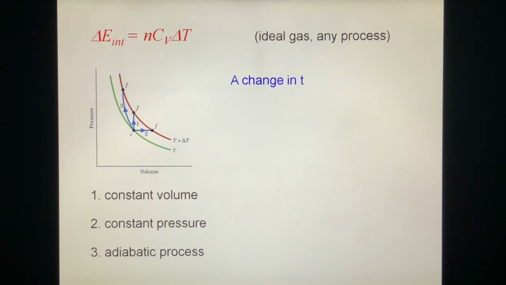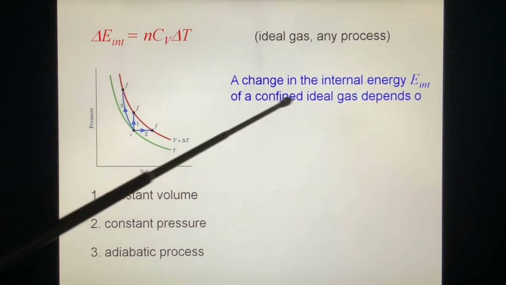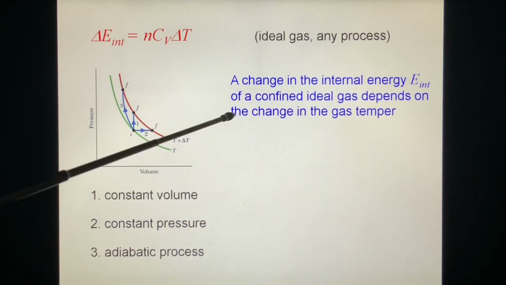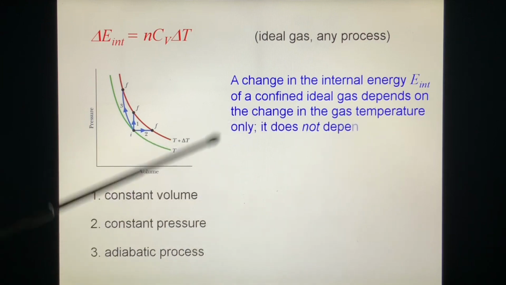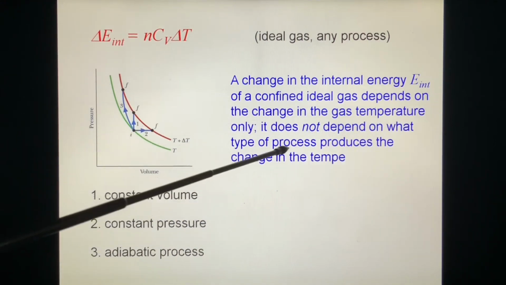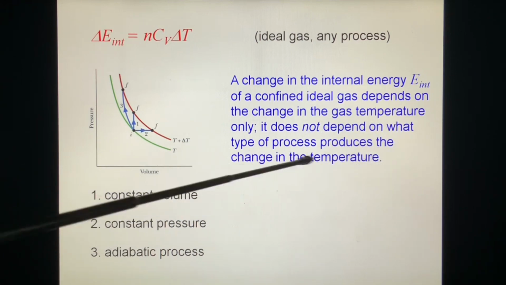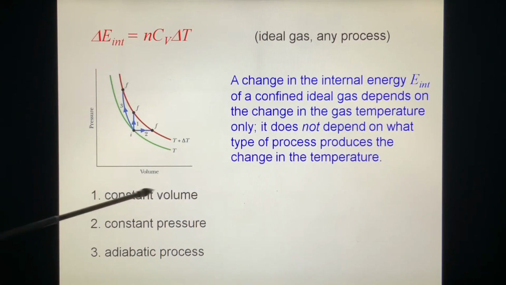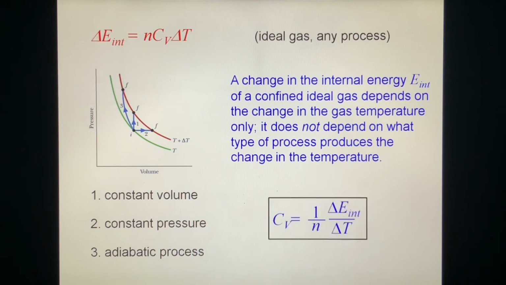Okay. A change in internal energy, E internal, of a confined ideal gas depends on the change in the gas temperature only. It does not depend on what type of process produces the change in the temperature. Whether constant volume, constant pressure, or adiabatic process, they get the same answer, delta E. And we get C_V equal to 1 over n, delta E internal over delta T.